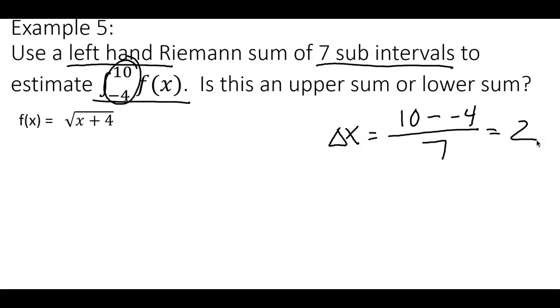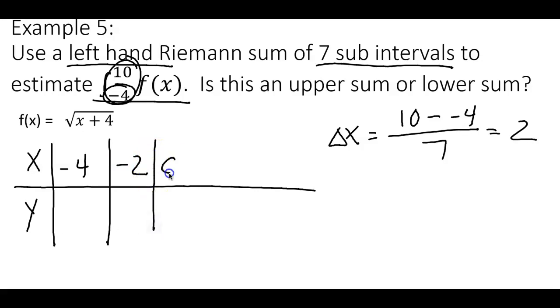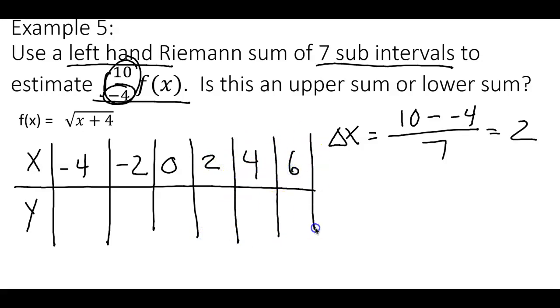So what I'm going to do then is make my own table since they didn't provide me with one. And we're going to go by 2's starting with our lowest x value. My lowest x value is -4. So now we're going to go by 2's because that's the width of the rectangles that they want. So if I go up 2, that's -2. Up 2 again is 0. Up 2 again is 2, up 2, up 2, all the way until we get to the very last x value that they want from us, which is 10.